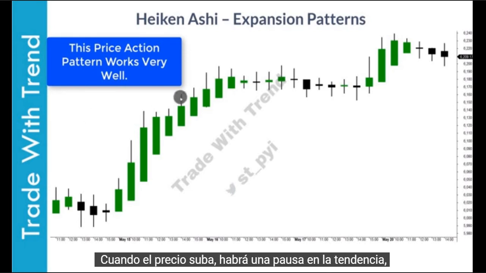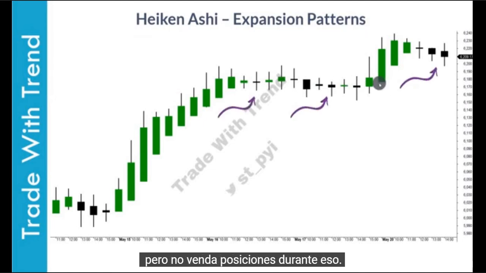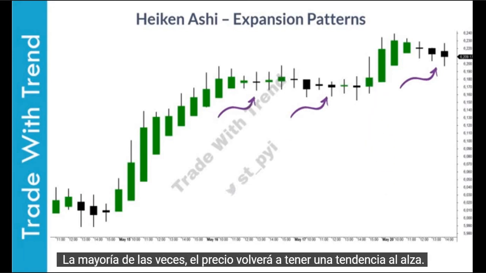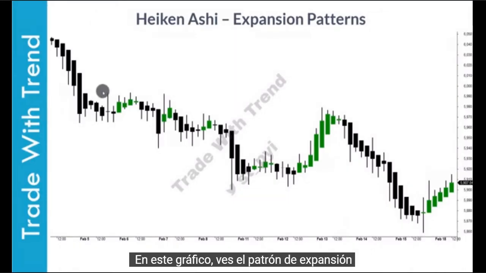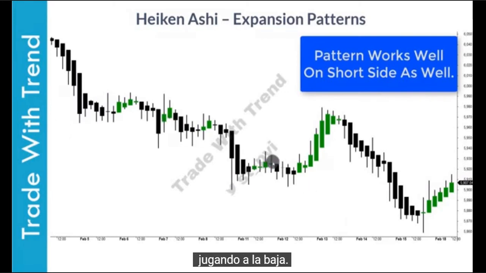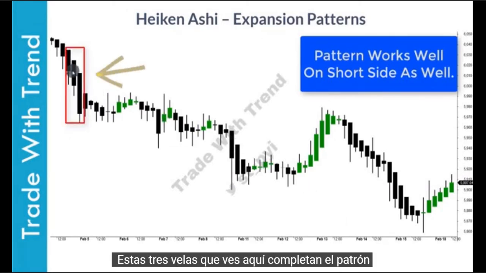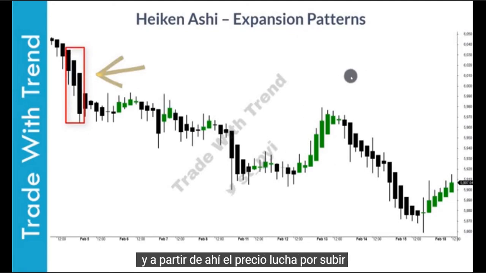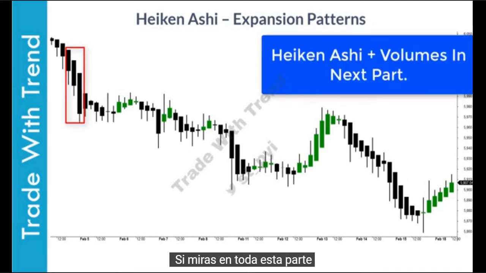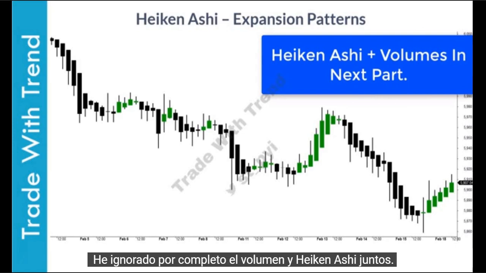Now when price moves higher, there will be pause in trend, but don't sell positions during that. You have to only sell if there is a clear bearish Heiken Ashi candle on the chart. Now more often than not, price will again start trending higher. Now in this chart, you do see expansion pattern playing out on the downside. These three candles that you see here complete the pattern, and from there on price struggles to move higher and consistently moves lower. If you look in this entire part, I have completely ignored volume and Heiken Ashi together.